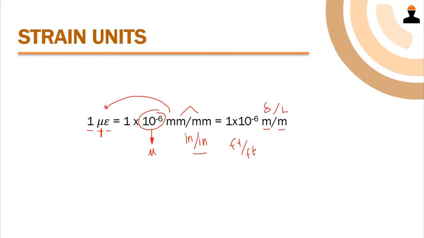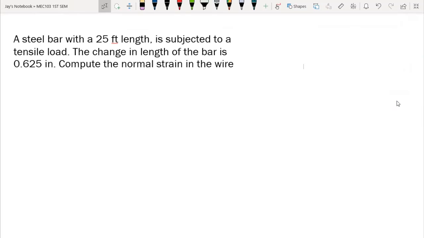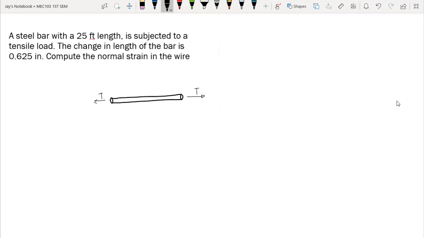I have prepared examples. We have an example here. A steel bar with a 25 feet length is subjected to a tensile load. The change in length of the bar is 0.625 inch. Compute the normal strain in the wire. So to better understand the problem, we need to draw it. Okay? So i-draw na natin siya. So we have a steel bar, and this steel bar here is subjected to tensile load. Let's say it's T. Now the length of this bar is 25 feet.